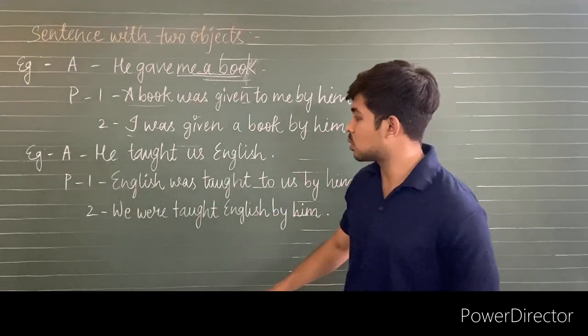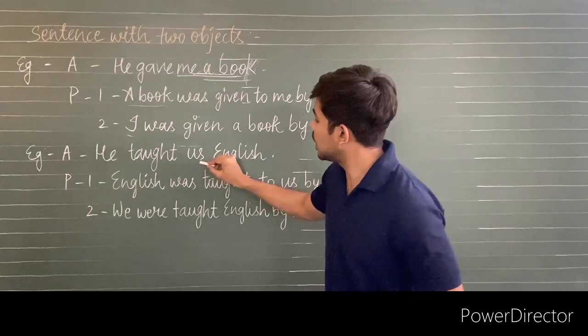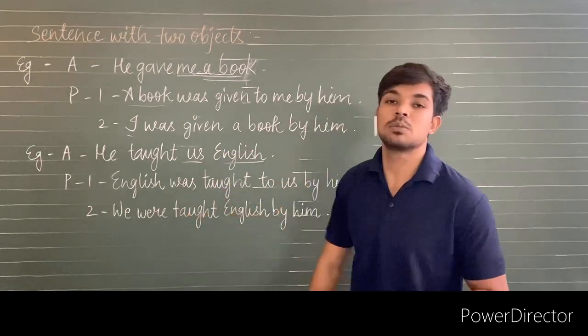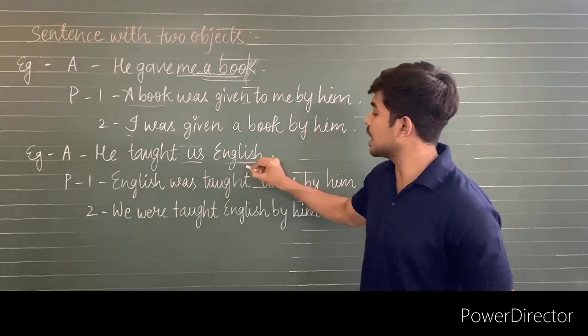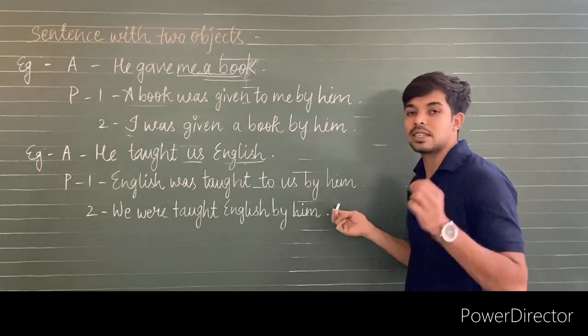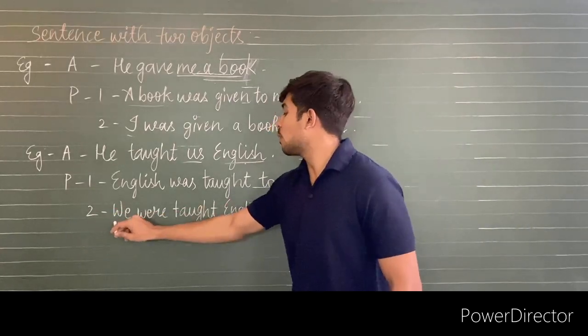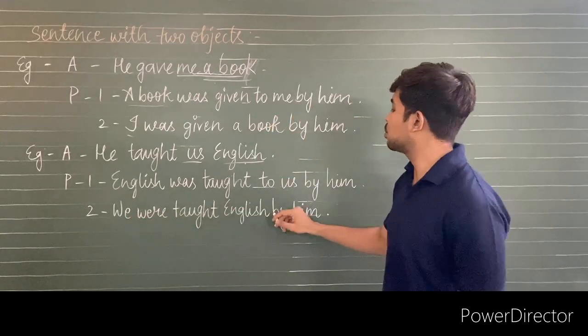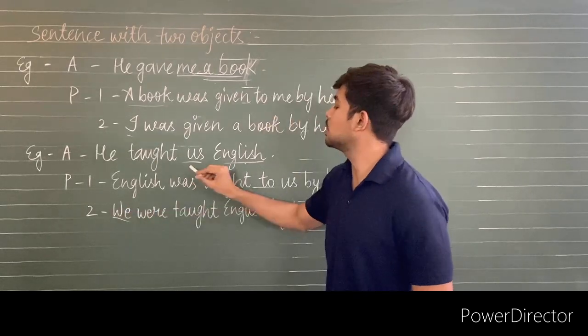In this sentence also, "he taught us English." So "us" and "English" are both different objects. First we will take the subject as English. "English was taught to us by him." This is the first sentence. And the second one, "we were taught English by him." So this "we" here comes from the "us."